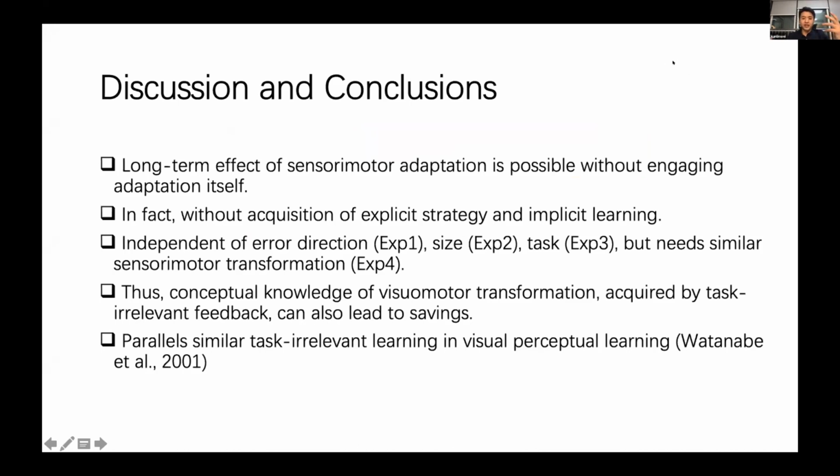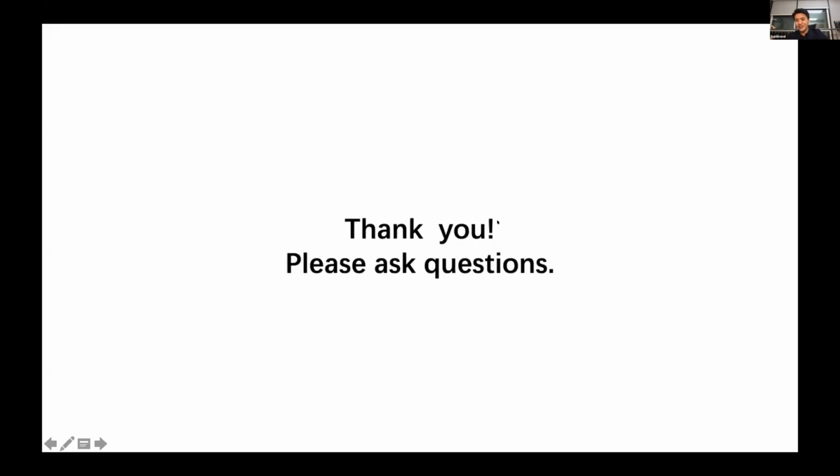So in fact, in motor learning, feedback is always task relevant, but task irrelevant feedback can also be learned. I think our study is the first study to show so. But in visual perceptual learning, people found that simply exposing people to task irrelevant feedback, they can learn it. And so that's my talk. People can learn sensorimotor adaptation without actually learning it.